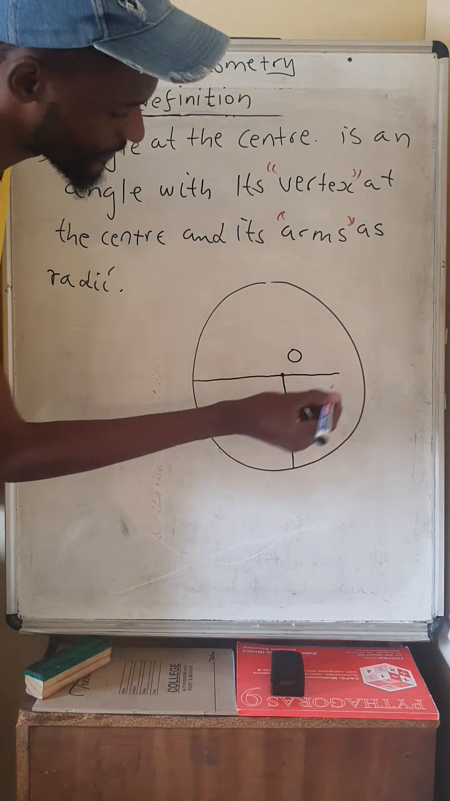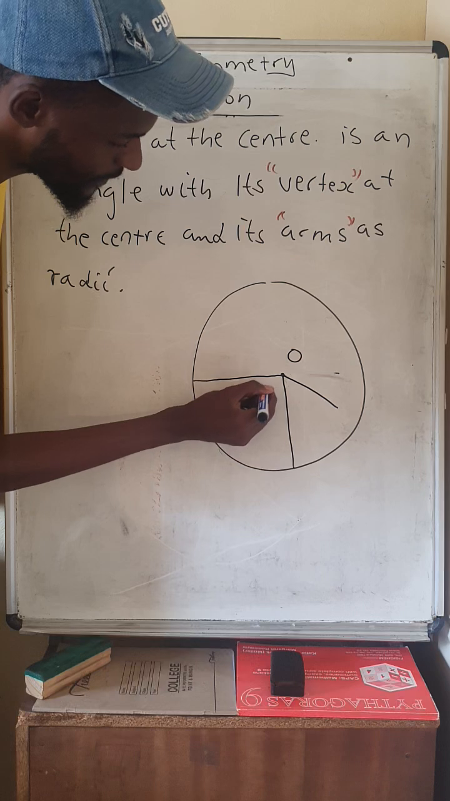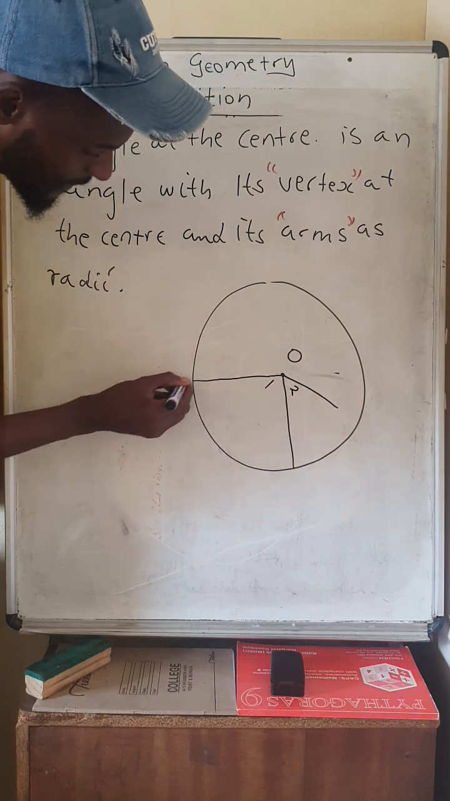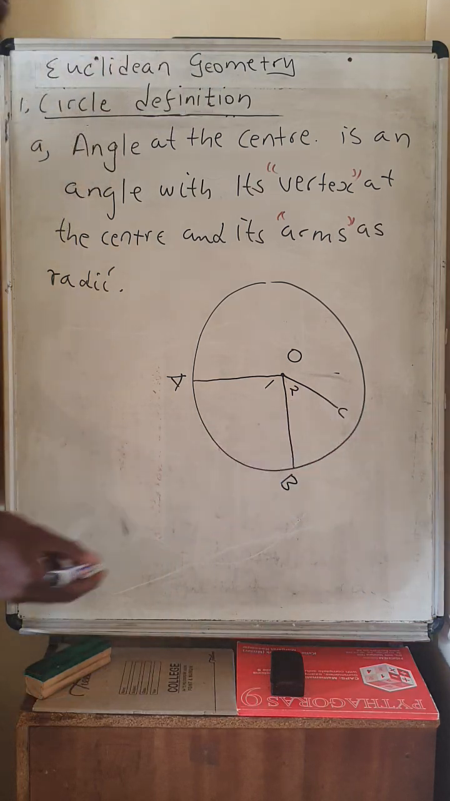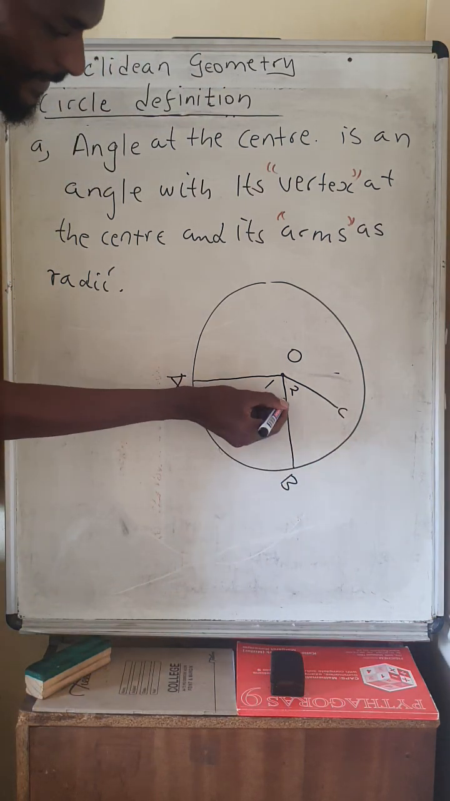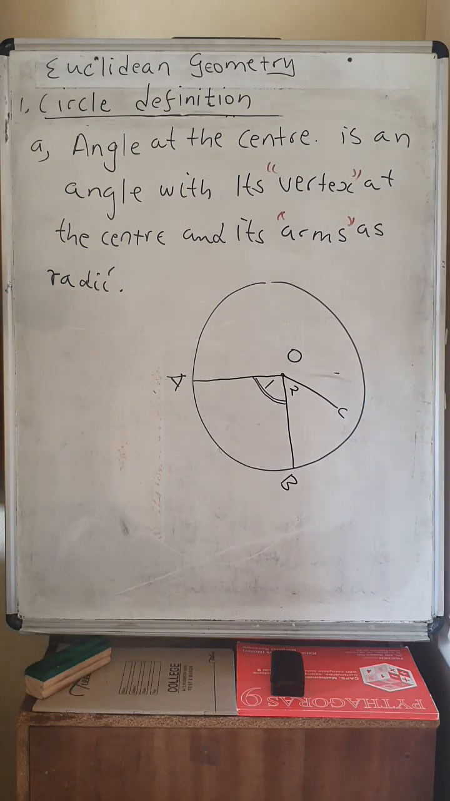And then there is also this one. Let me have it this way. So this is angle O1, this is angle O2. Let me say this is A, B, and then we have C here. Let us look at these two angles. Let us start off with angle O1, it's angle O1 at the center.